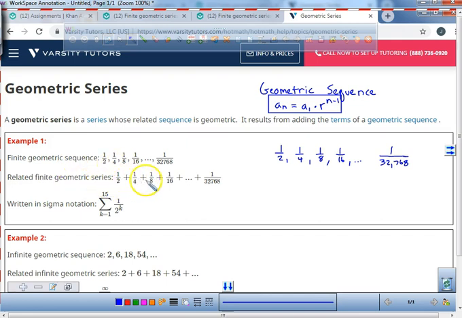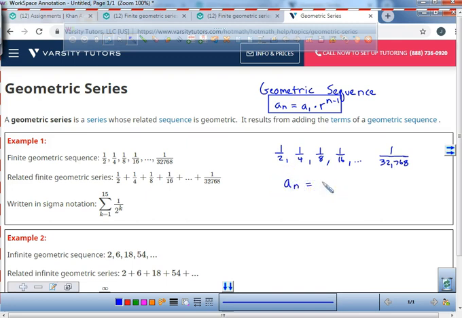The geometric series, you'll notice, is the sequence. What are we doing to all of the numbers? We're adding all of the numbers together. So in a series, you're going to be adding all the numbers of the sequence together.